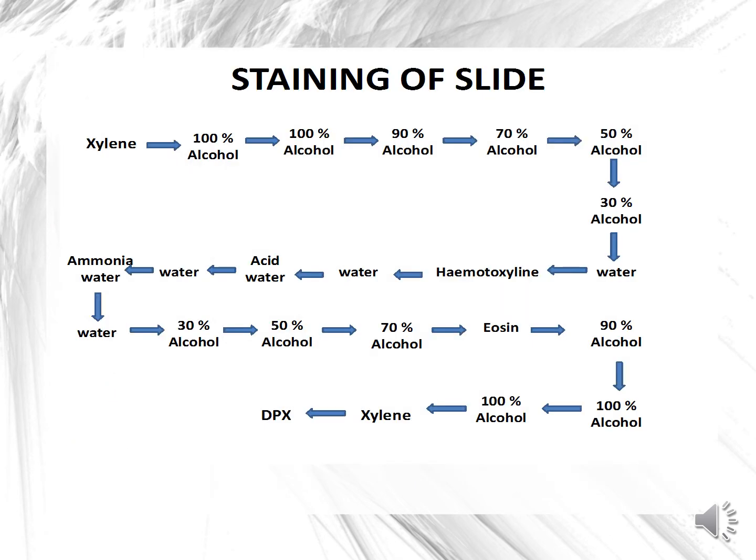This is how the staining of the slide is done, in both ways, in a decreasing and then an increasing way. First, the slide with the section is kept in xylene to remove the excessive wax. Then it goes through serial alcohols: 100% alcohol two times for 30 minutes to 2 hours depending upon the thickness of the section. Then 90% alcohol, 70% alcohol, 50% alcohol and 30% alcohol.